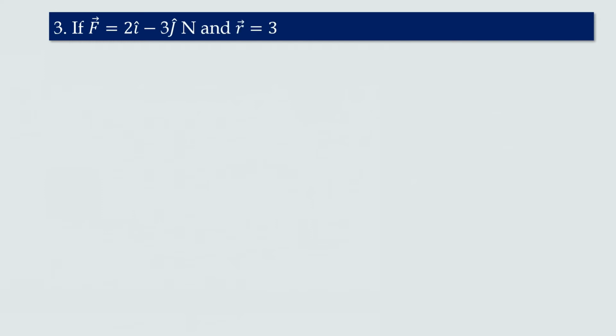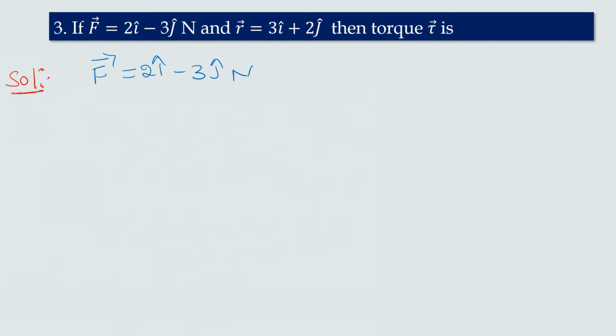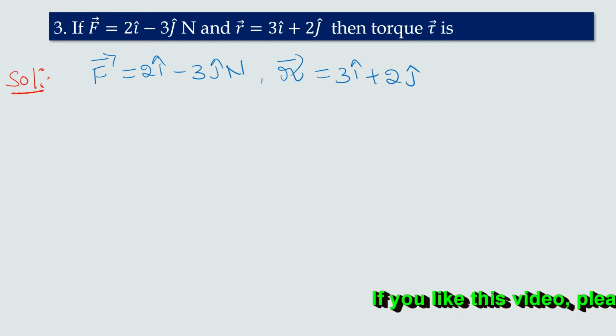If F bar is equal to 2 i cap minus 3 j cap newtons and r bar is equal to 3 i cap plus 2 j cap, then torque tau is. Now let us go to the solution. Given F bar is equal to 2 i cap minus 3 j cap newtons and r bar is equal to 3 i cap plus 2 j cap.